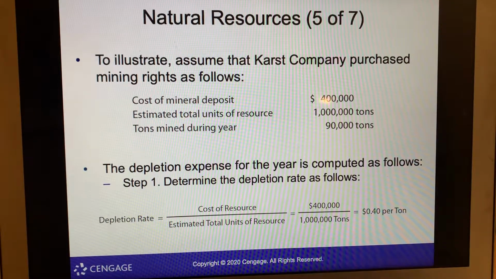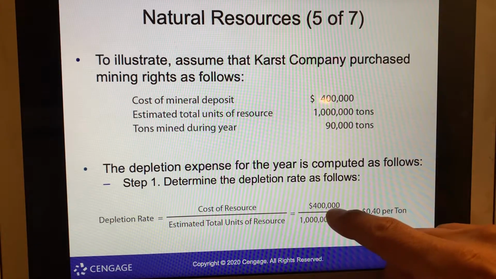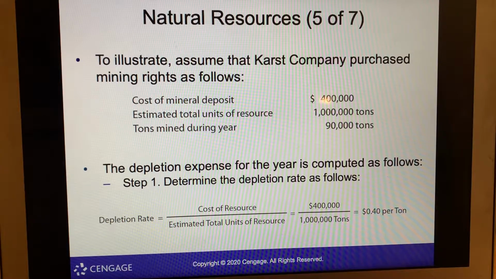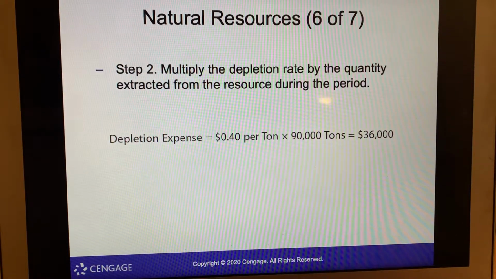So cost of mineral deposit was 400,000. Estimated total units of resource, 1 million tons. Tons mined during a year, 90,000 tons. So 400,000 divided by a million gives us 40 cents per ton. That's the depletion rate. So then now we go 40 cents per ton. In the first year we took out 90,000 tons, so our depletion expense is going to be 36,000.